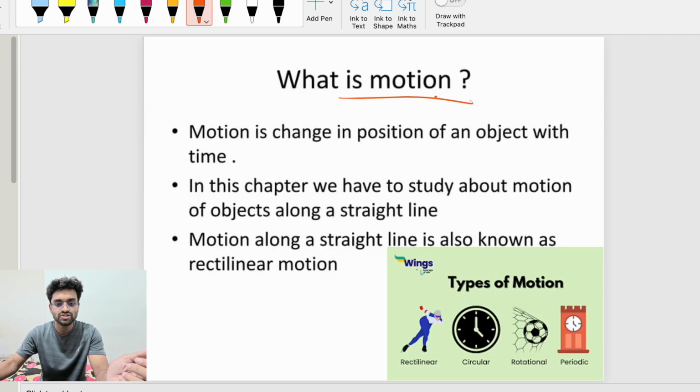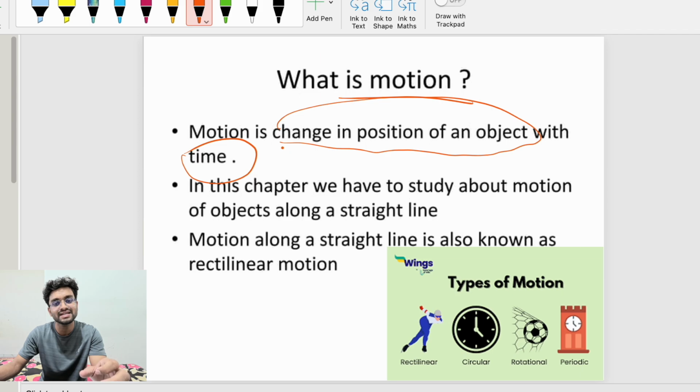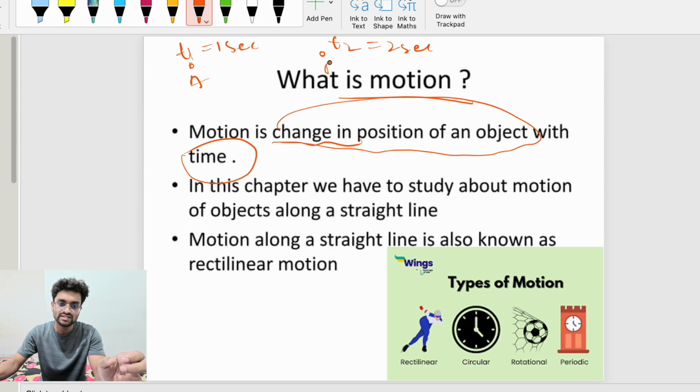So let's understand the motion as we have defined already: the change in the position of an object with respect to time. Means with respect to time there will be a change in position. Means if a car is at a point at time t1 and at time t2, let's say t1 is 1 second and t2 is 2 seconds, the position is changing. One car is moving from this point to this point, so the position is obviously changing with time. So we can say that this car has motion.